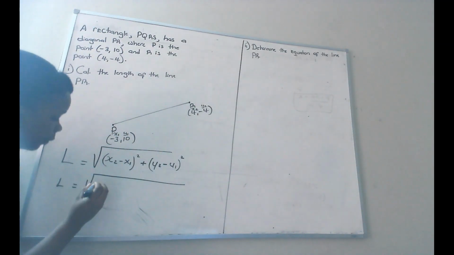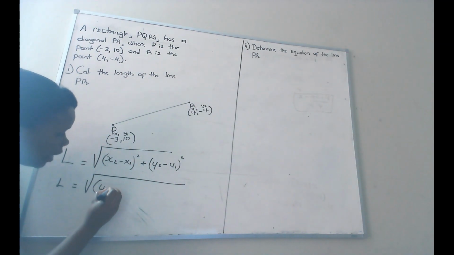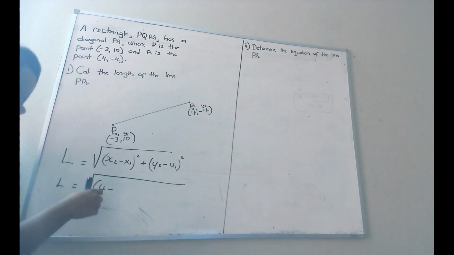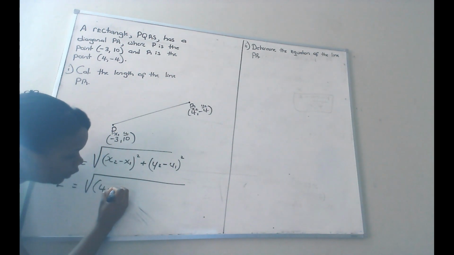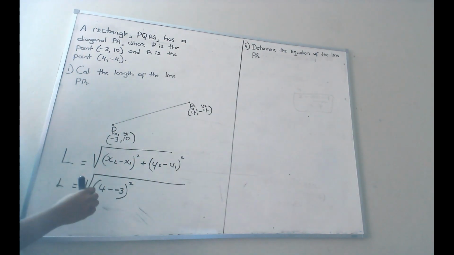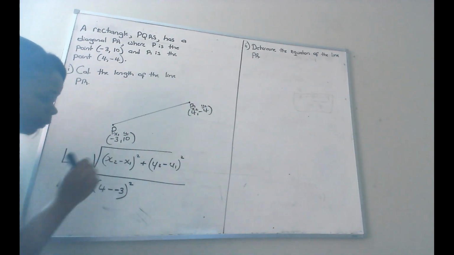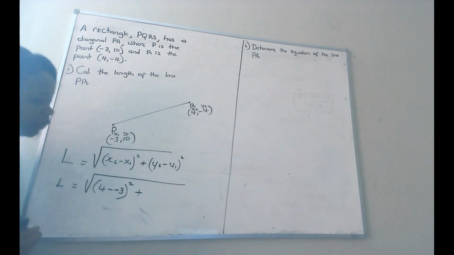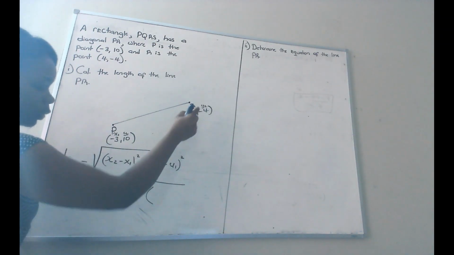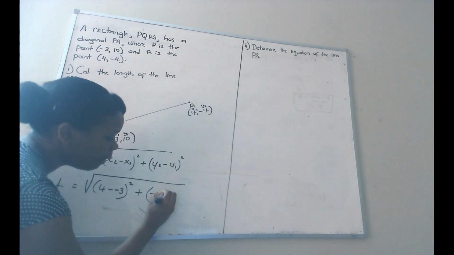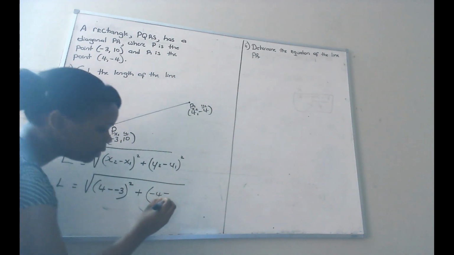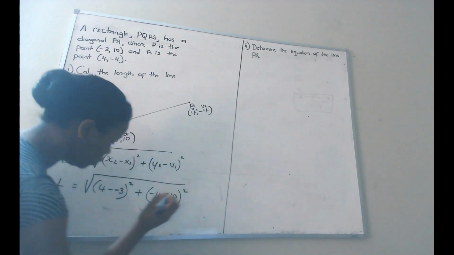x2 is 4. So it's going to be 4 minus x1, which is minus 3. So you already have a minus here. Now I'm going to put minus 3 all squared. We're working with exactly the formula. Plus, let's go again, y2. What is y2? y2 is minus 4 minus y1. What is y1? It is 10, all squared.